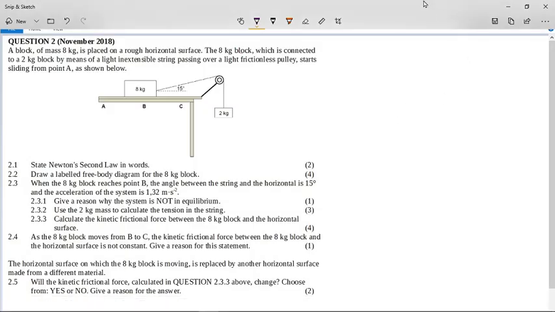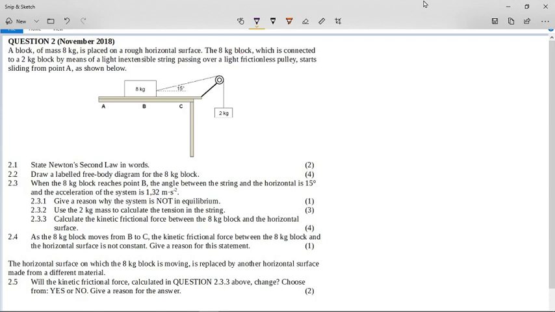Okay, let's look at this Newton's Laws question from November 2018. It's a grade 12 Newton's Law question. So remember, always when we do Newton's Laws, the first rule is you always have to draw a diagram, and if there are two objects, then you are going to draw two diagrams.